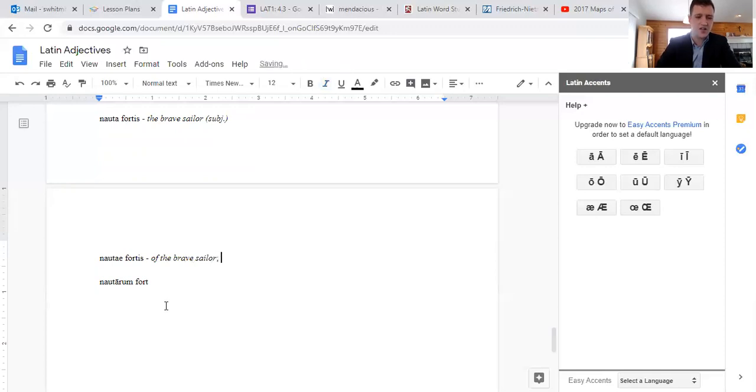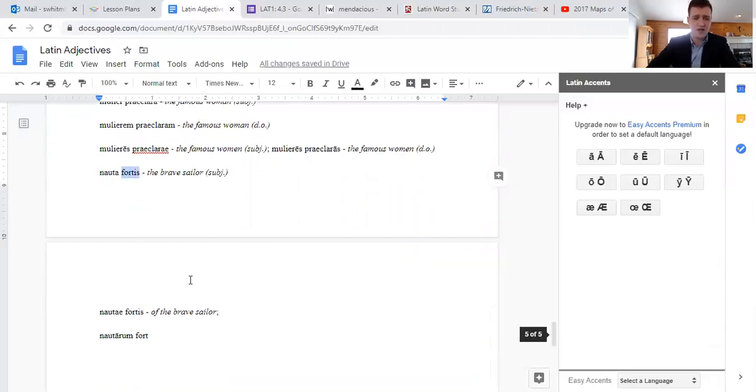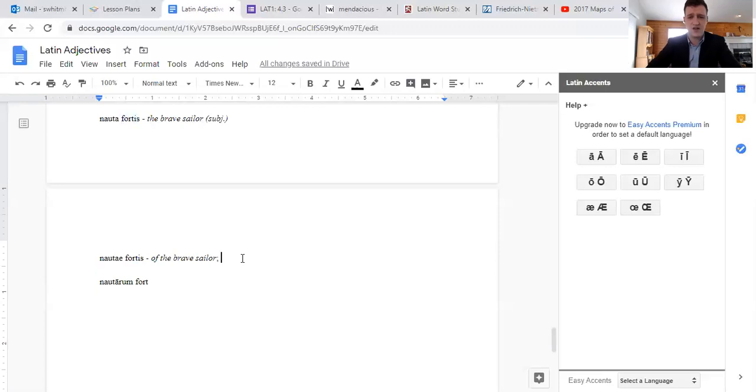Okay? And don't get tripped up that the genitive singular form of this adjective is the same as the nominative singular form. It's just the way it is. Remember, in the third declension, the nominative singular can be just about anything, and sometimes it's going to overlap with the genitive singular. You just got to know that. Okay, so that's genitive singular.